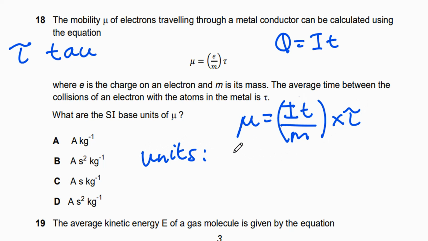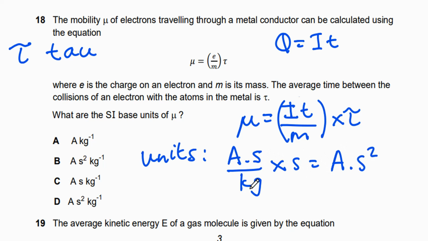I, of course, is current, so that's in amperes. T is time, that's in seconds. M is mass, which is in kilograms. We said that tau is the average time between collisions, so that will also be in seconds. Then S times S is S squared. We can bring the kilograms to the top and it becomes kilograms to the -1. And of course, comparing this here with the answers given, the correct answer will be B.